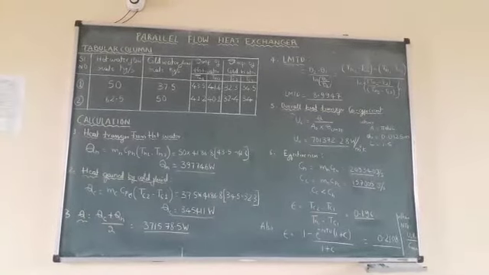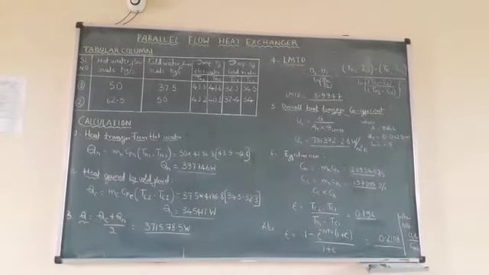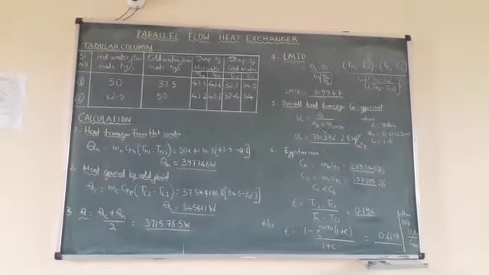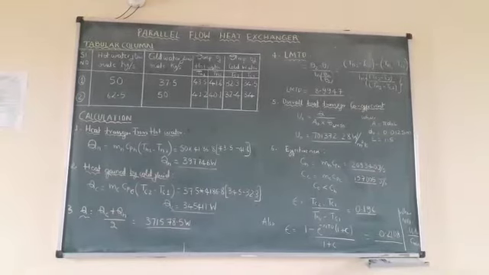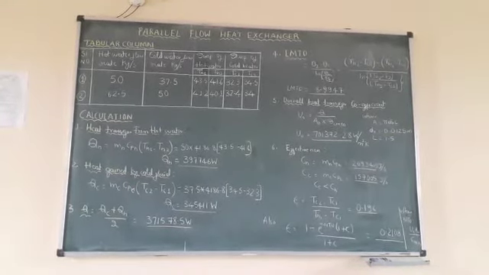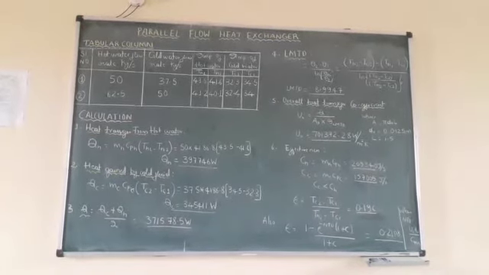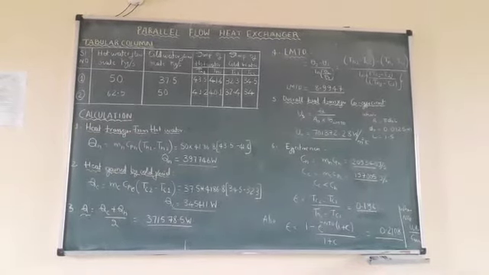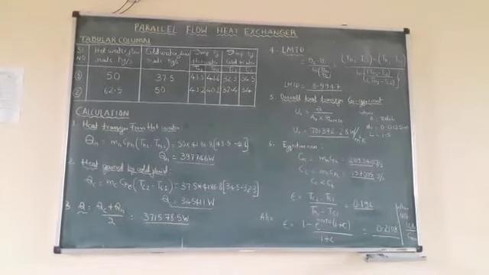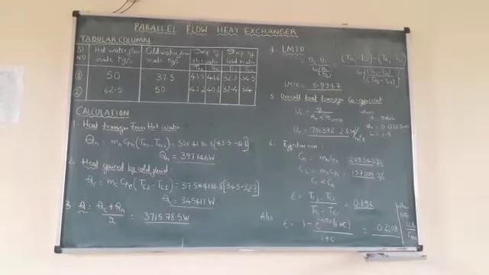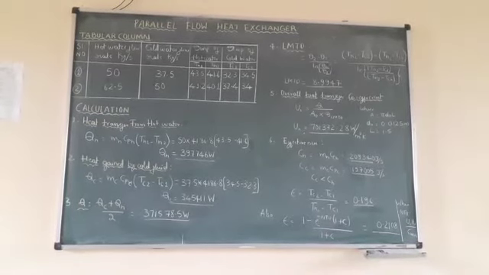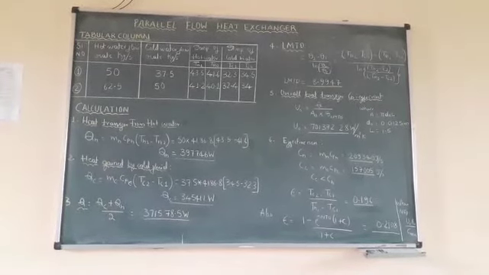Next we need to calculate the overall heat transfer coefficient. We know the expression for Q is equal to U into delta T. Here we need to take delta T as theta LMTD, that is the mean temperature difference. So your overall heat transfer coefficient formula will be U naught is equal to Q divided by A naught into theta LMTD. Theta LMTD we got, Q value we have calculated over here. You substitute these values, you will be getting U.